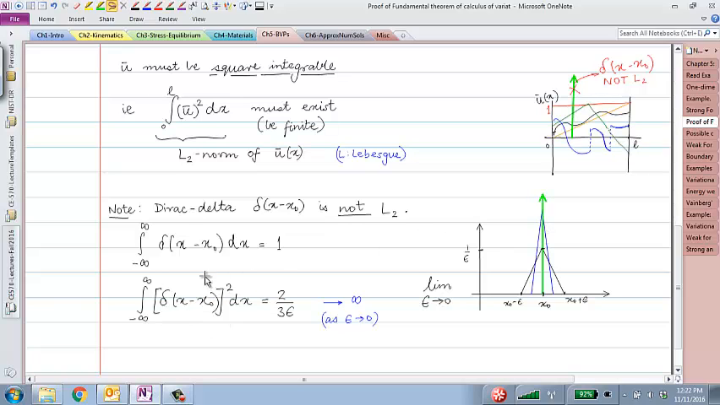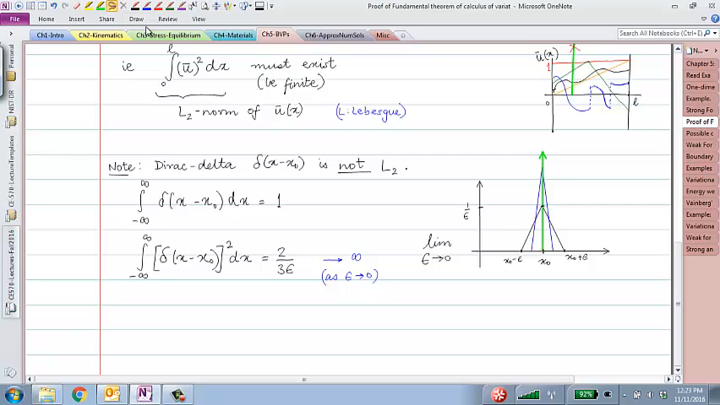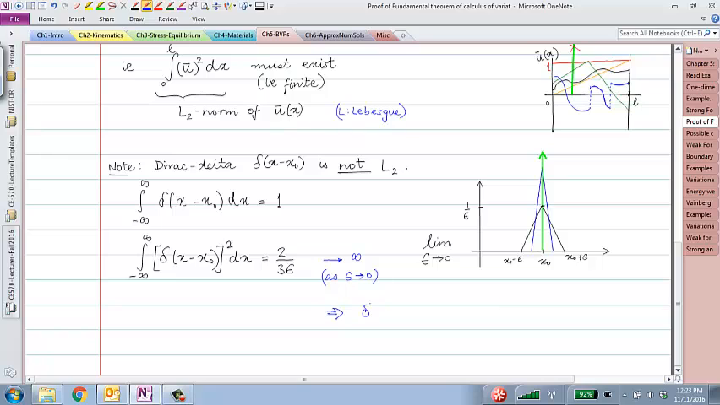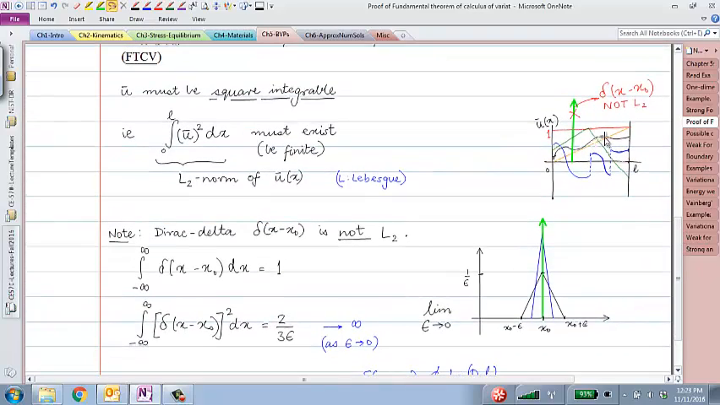And you can show that if you were to square it and integrate it, you get 2 over 3 epsilon. And clearly, as epsilon tends to 0, that integral goes to infinity. It does not exist. You cannot find that integral. Therefore, the Dirac delta function is not in L2 of 0 to L. So that's one example of functions that you cannot pick, but most other functions are fine.